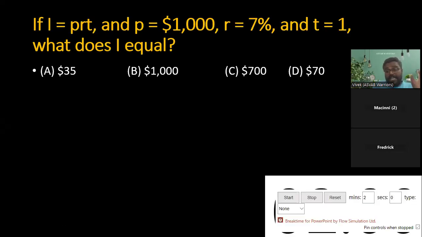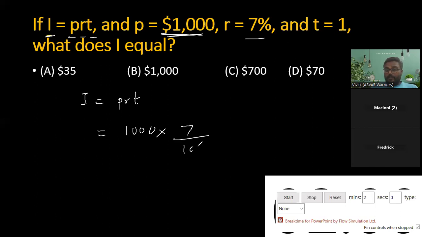Now here, if I is equal to PRT, which is the simple interest equals principal times the rate times the time period which they are going to give the interest for. So I equals PRT. If P is equal to 1000, R is equal to 7%. So P is 1000 times 7%, which means 7 per 100 times 1. Solve it and give me the answer.